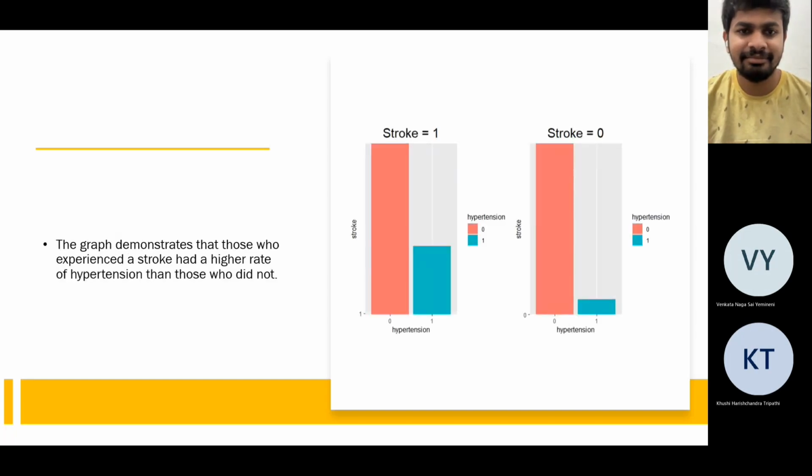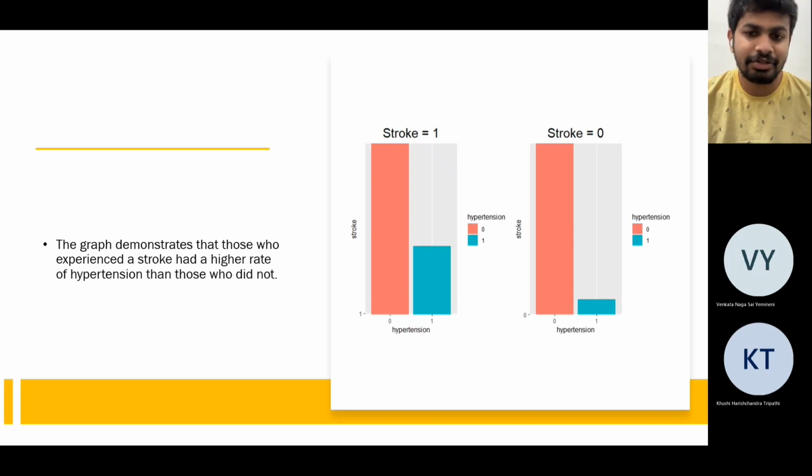Next slide. Here we are taking the attribute hypertension, which is nothing but blood pressure. We have done analysis here. The person who has hypertension has a high chance of getting a stroke. So from this analysis, we can see a person is more likely to get a stroke if he has hypertension.